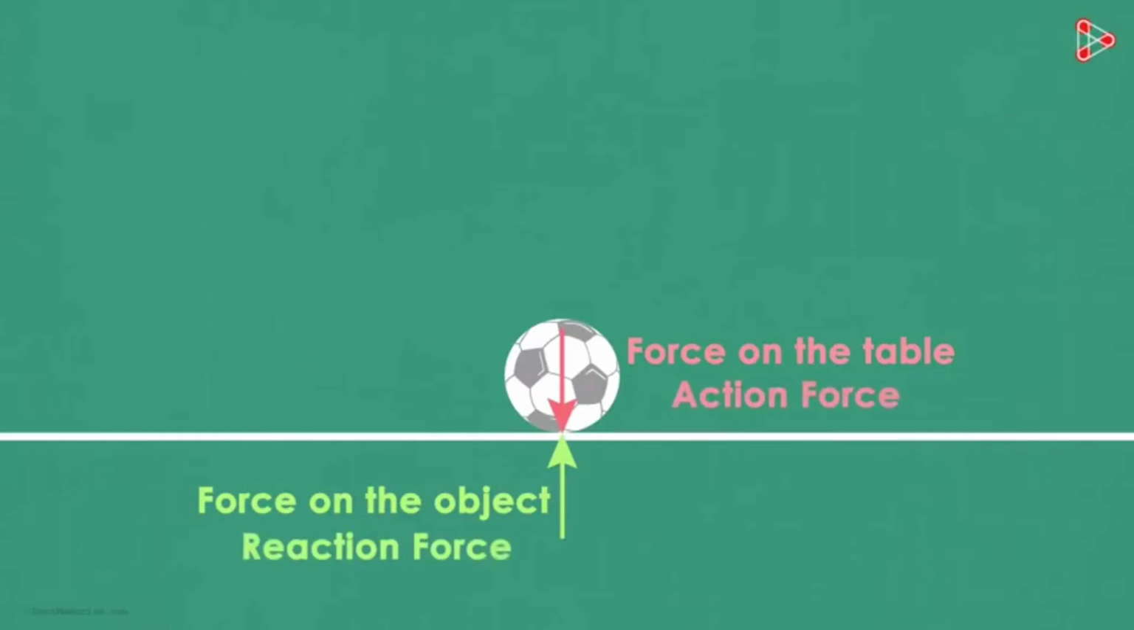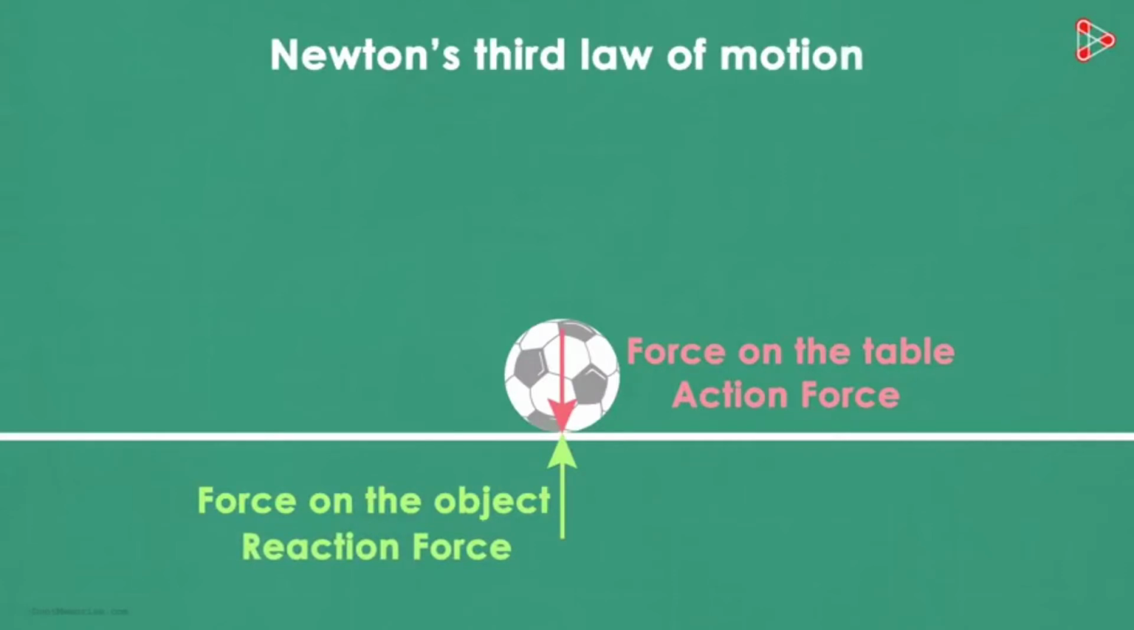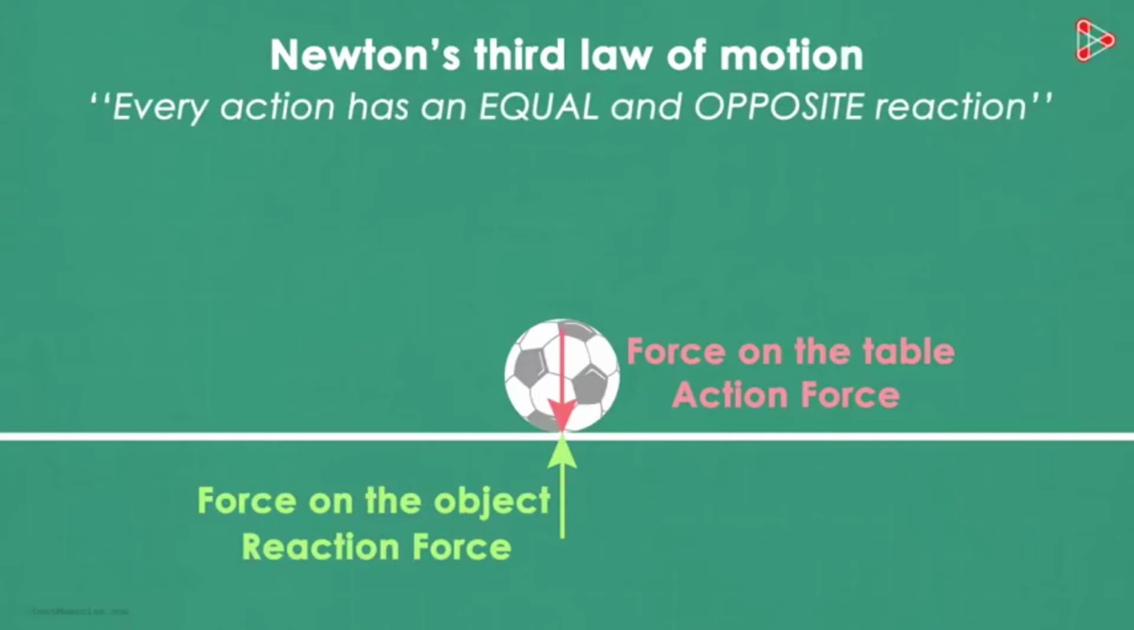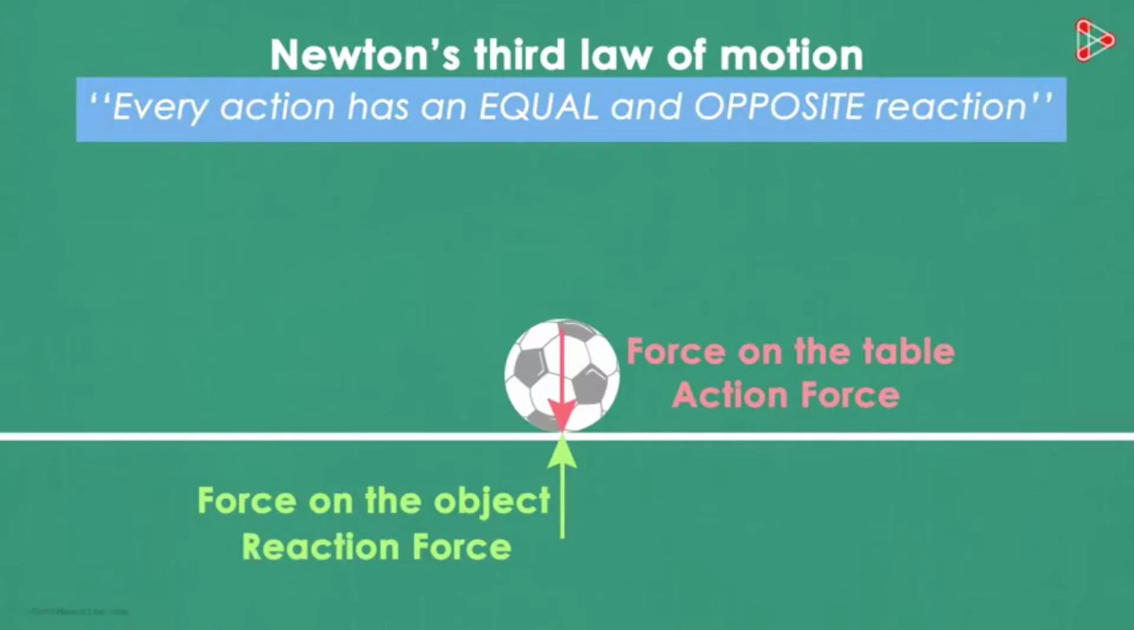The force exerted by the object on the table is the action force, and the force exerted by the table on the object is the reaction force. What we saw here is nothing but a display of Newton's third law of motion. Every action has an equal and opposite reaction. That's how simple the third law is.